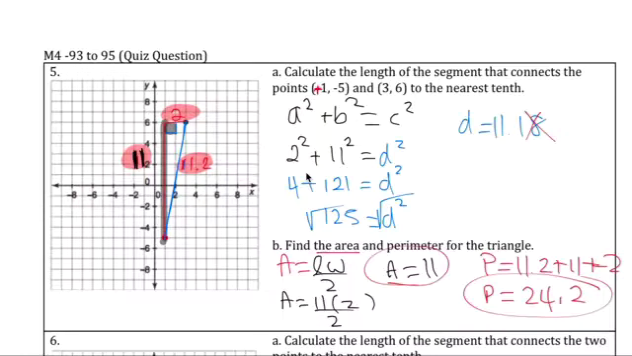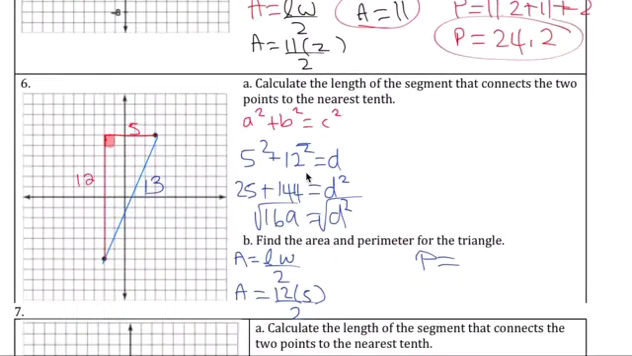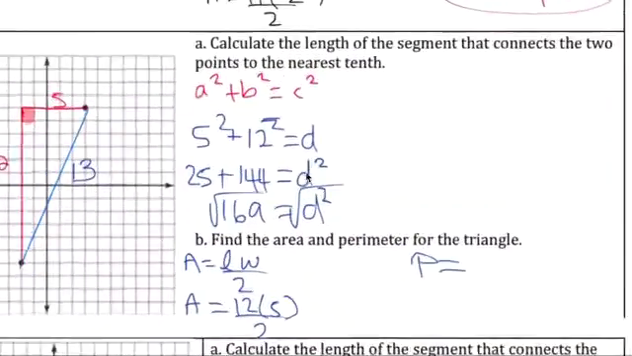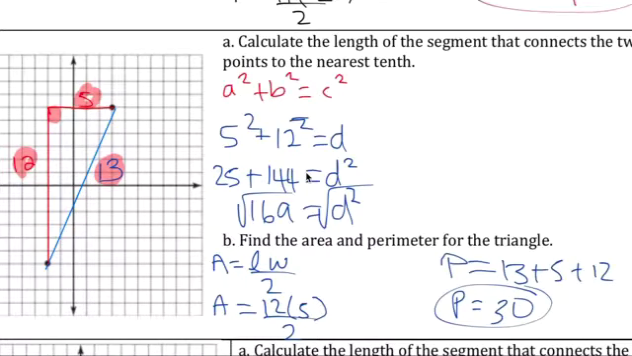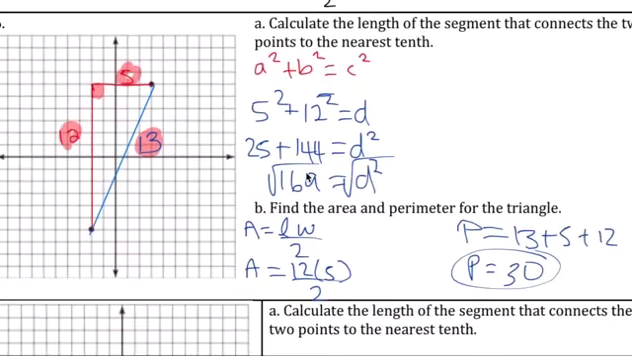5, 6. Perimeter is all sides. You add the 13, 5, and the 12. You get 30 perimeter. Area, you get 30 also in this case.